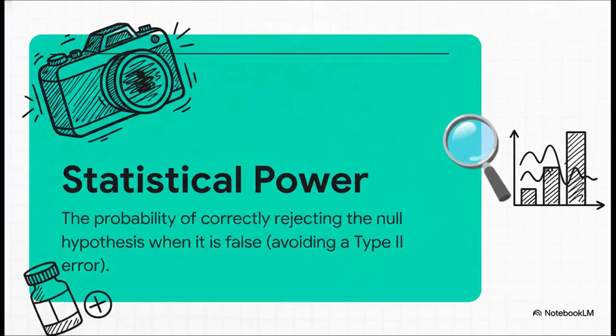Okay, in plain English, power is just a study's ability to actually find a real effect if one truly exists. A study with low power might say a drug doesn't work, but not because it's useless. It could be because the study was just too weak to detect the effect. It's kind of like using a blurry camera to look for a tiny needle in a haystack. You're probably going to miss it.